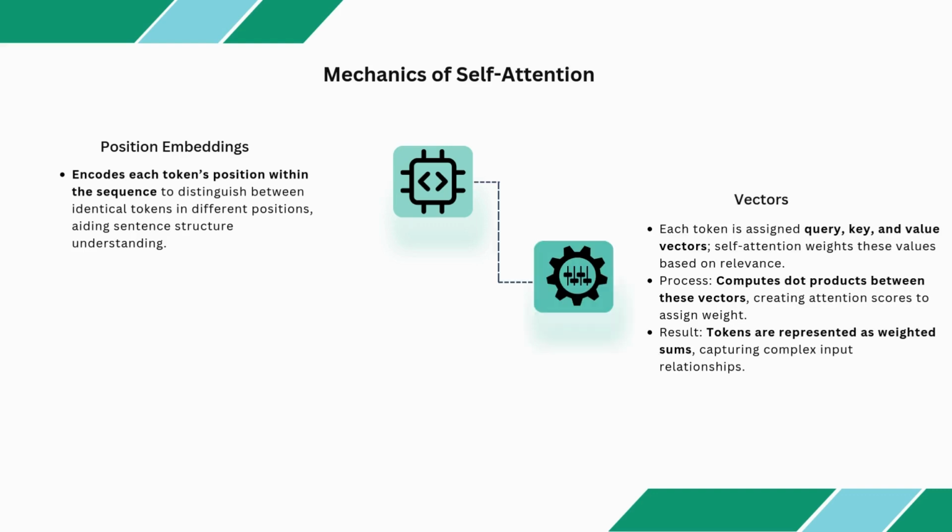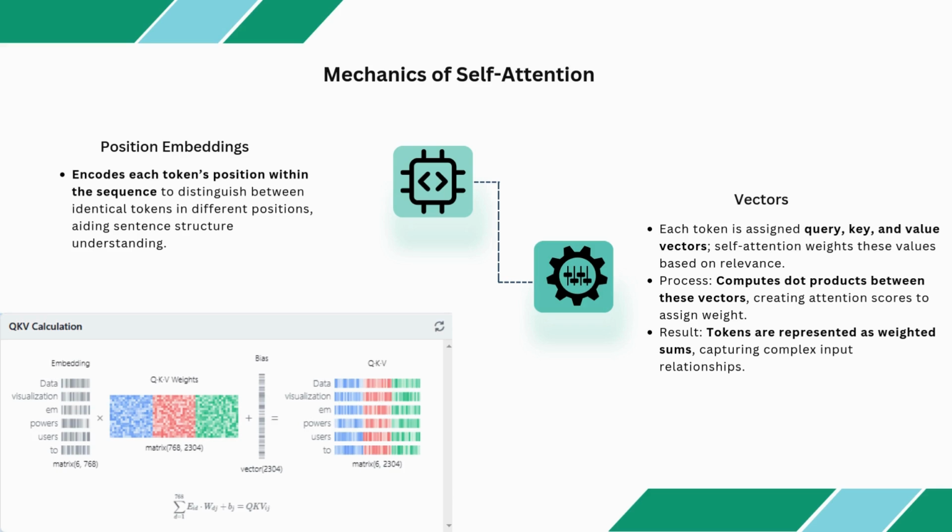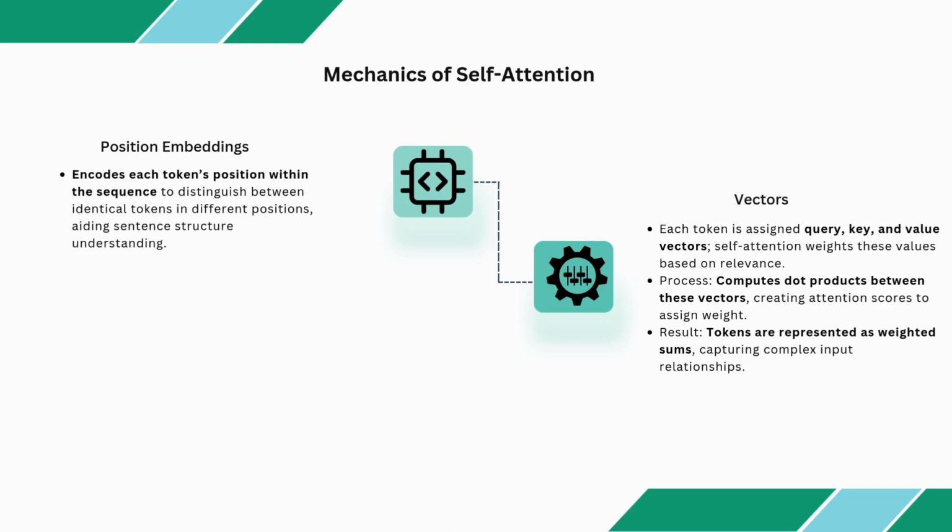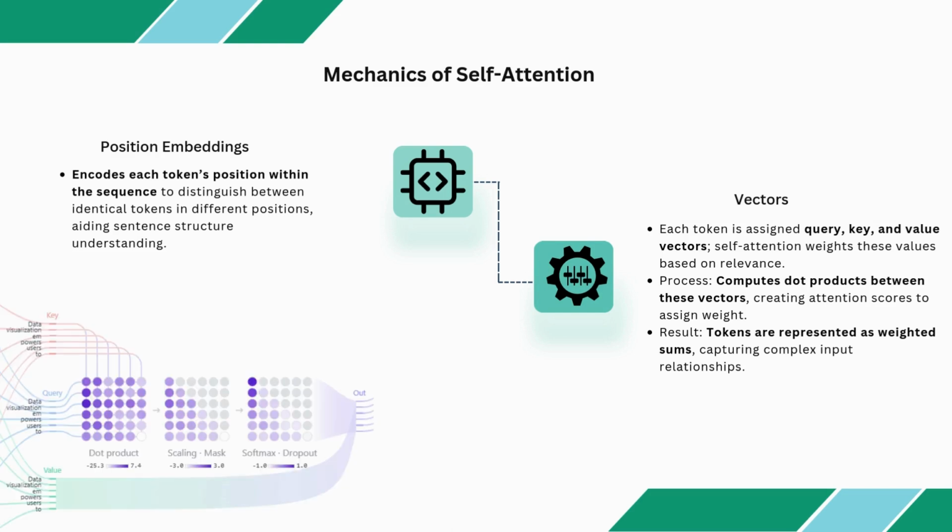And the next thing is query, key and value vectors. So each token is assigned query, key and value vectors, and self-attention weights these values based on relevance. And how is it done? It computes dot products between these vectors, which we saw how it is calculated, creating attention scores to assign weights. And as a result, tokens are represented as weighted sums capturing complex input relationships. So all these complex input relationships are being considered and then a weighted sum is generated.